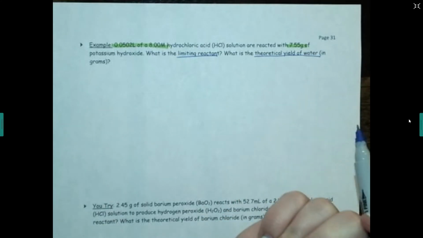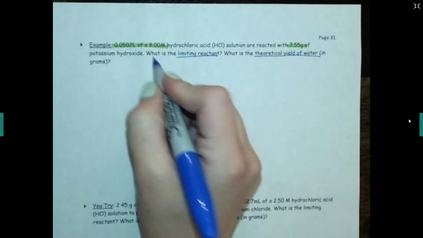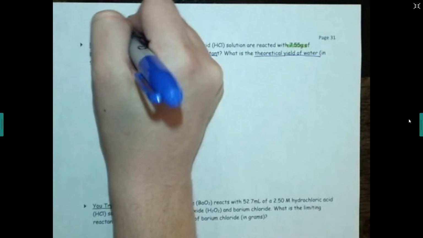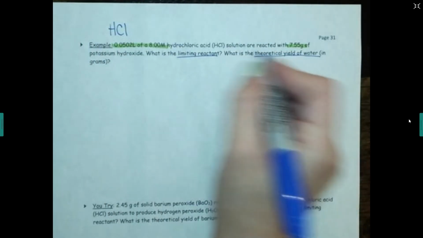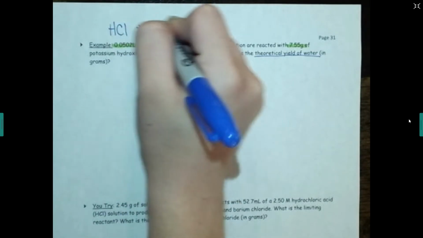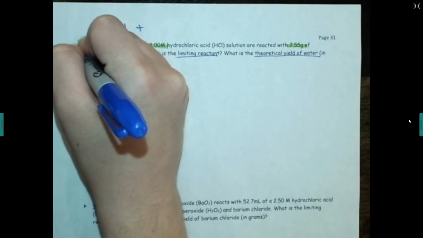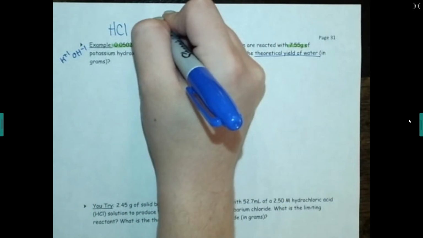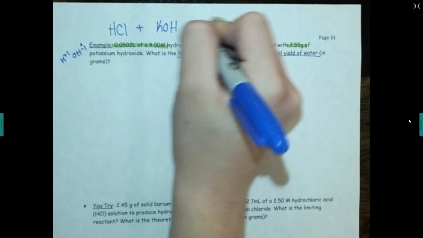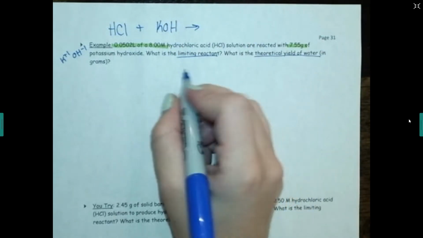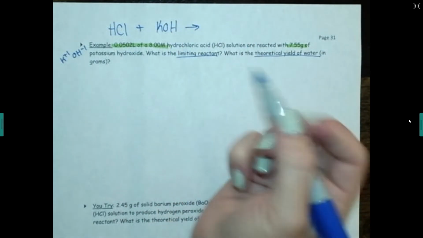A balanced chemical equation, right? Okay, so it says we've got hydrochloric acid, so HCl. I'm going to write it up here to save space. And it's reacting with potassium hydroxide. Potassium is a +1. Hydroxide is a polyatomic ion with a -1, so it's just going to be KOH. And it doesn't tell you what our products are. Uh-oh, we have to remember.